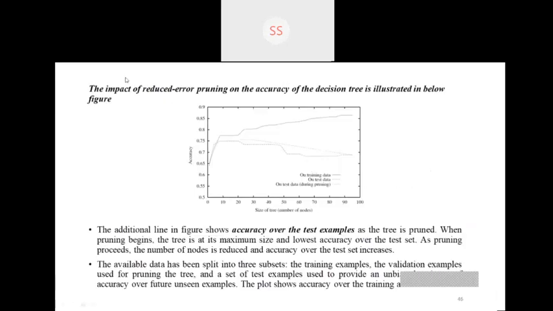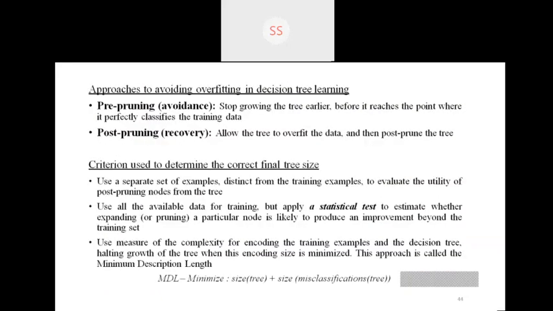So this is what reduced error pruning will do. The impact of reduced error pruning on the accuracy of the decision tree is illustrated below. In the last example we have seen it; there is one diagram we have seen.